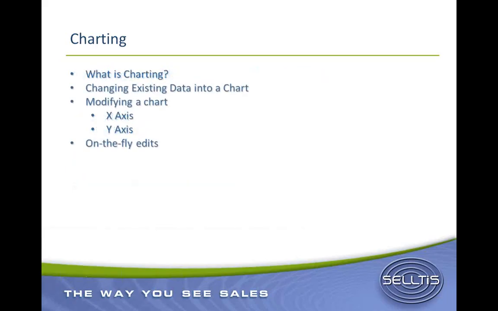Okay, so charting in Selltis really is just about changing the existing lists or views into a chart. And then we'll get into how to modify that chart by various types. We have, I think, 6 types available to you in Selltis. And then I'll show you how to start to modify that chart and allow your users to really on the fly edit that chart also for their particular need at that point in their workday.